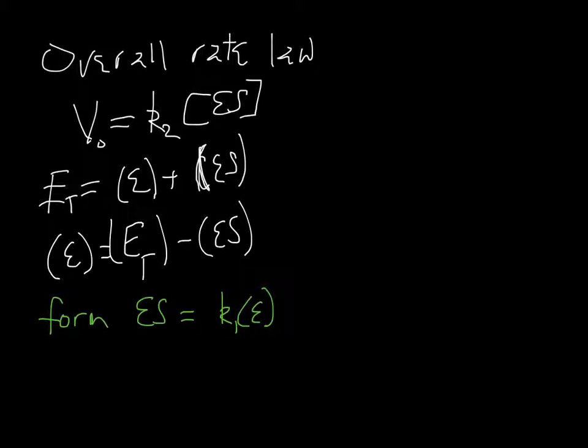Because what if it was just A plus B going to form a product, what would be the rate law for that? It'd be k times the concentration of A times the concentration of B. Instead of A's and B's, we just have E's and S's. So the way you form it has to equal k1 times E times S.